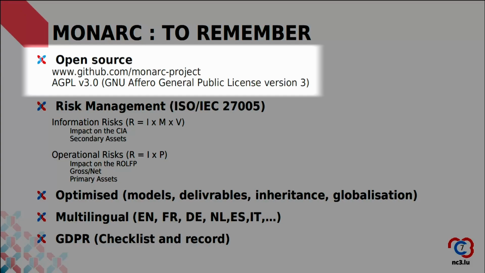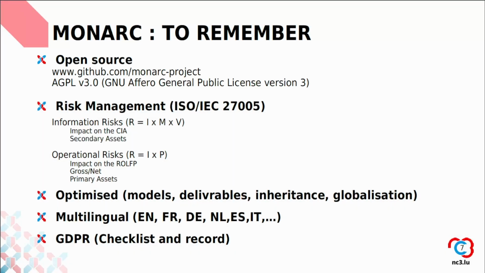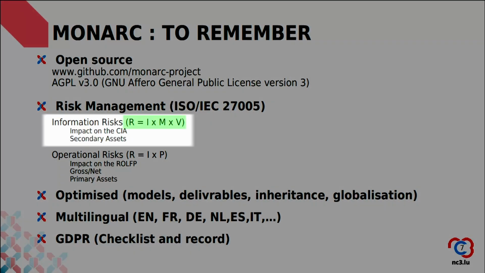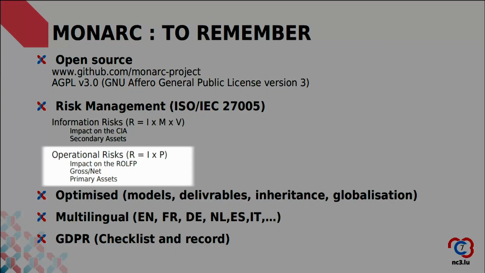But if you do any modification to the code, you then need to publish it, and it needs to be open source. In MONARC, information risks are expressed in terms of vulnerabilities, threats, and impact, and can only be associated with secondary assets. Impacts are based on confidentiality, integrity, and availability. Operational risks, on the other hand, are expressed in terms of probability and impacts and can only be linked to primary assets. Impacts are reputational, operational, legal, financial, or personal.